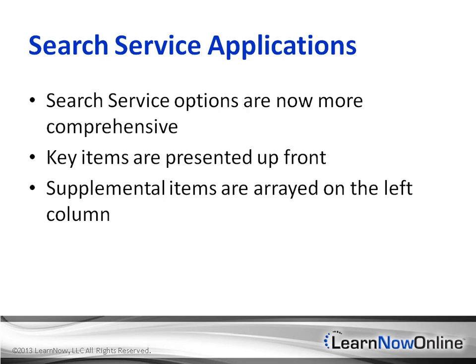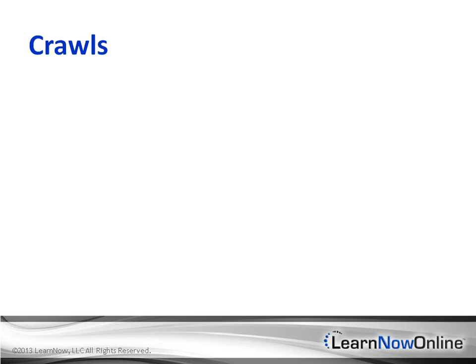The supplemental items are now on the left column. You'll see this as you go through all of the central administration. You saw it previously in the other modules that generally you've got a lot of very important information front and center, but you've got deep drill downs on that left column. It's a very nice way of presenting that information. The crawls are key to your search. If you're not crawling the content, then you're not going to be able to index it. You're not going to be able to pull that information into your SharePoint farm.